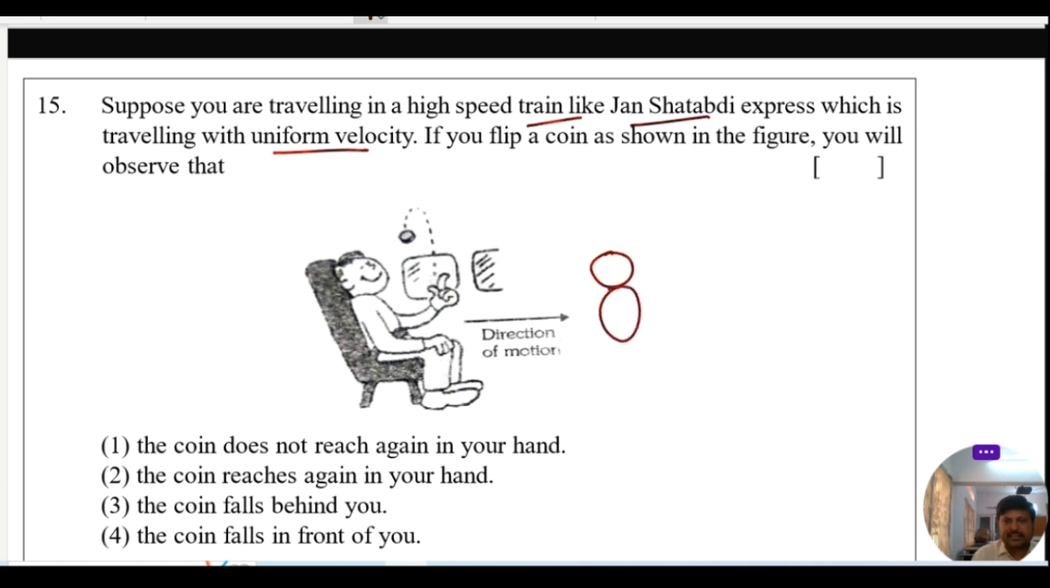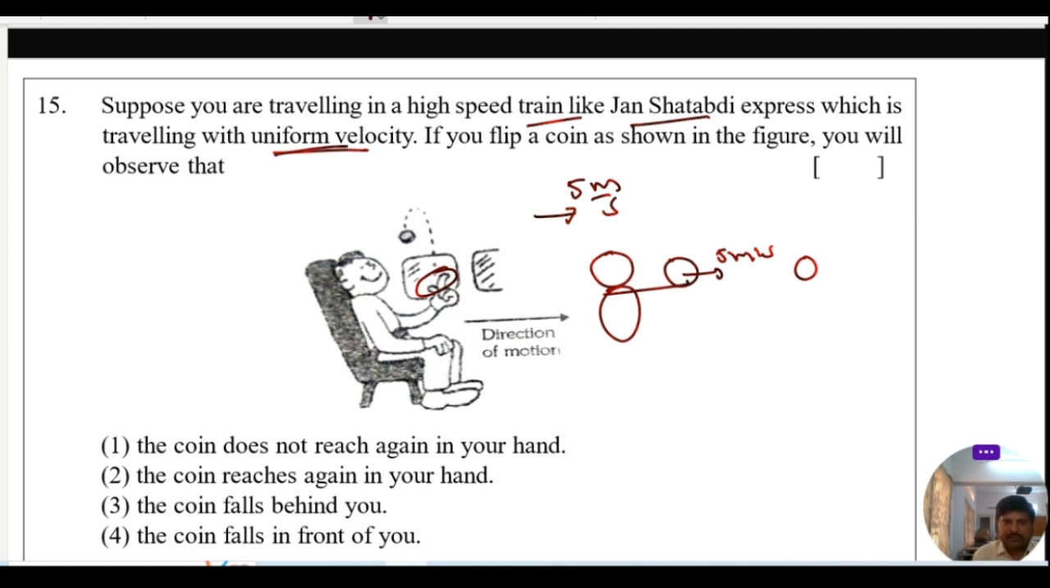Here initially the coin is in contact with the passenger. Suppose the train is moving with a speed of 5 meter per second. So the man's speed is also 5 meter per second, and the coin's speed is also 5 meter per second. My dear children, after some time the passenger releases the coin; he simply flips it like this. See, this is the flipping.